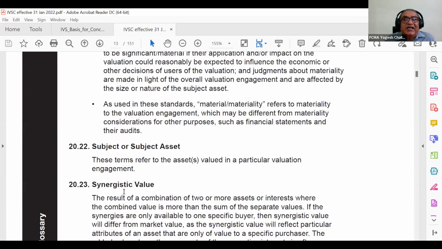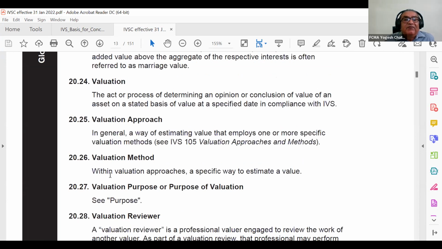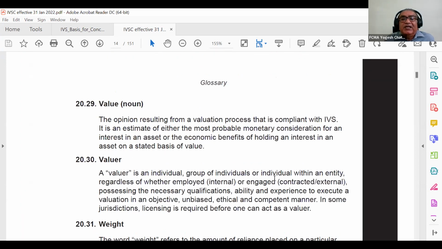So, sir, you may refer to para 2030. A valuer is an individual, group of individuals, or individual within an entity. So, sir, it is there in the new definitions: within an entity, regardless of whether employed, internal, or engaged, contracted, or external, possessing the necessary qualifications, ability, and experience to execute a valuation in an objective, unbiased, ethical, and competent manner. In some jurisdictions, licensing is required before one can act as a valuer. So I hope you will get the answer to all your queries from this definition, sir.